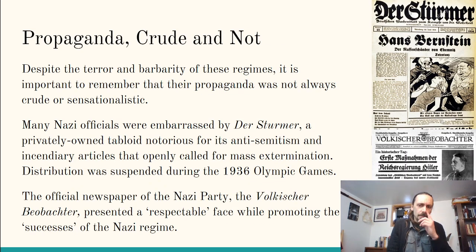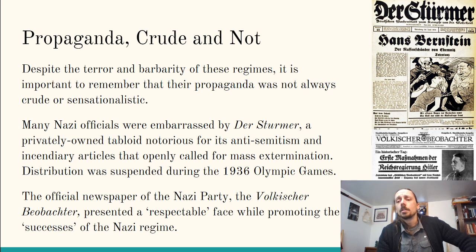One thing, let me just start closing up here. One thing to also remember about propaganda is that it's not always really crude. Both the Soviet Union, especially under Stalin, and Nazi Germany were barbaric regimes engaging in campaigns of mass terror, imprisonment, and murder. But their propaganda was not always crude and sensationalistic.